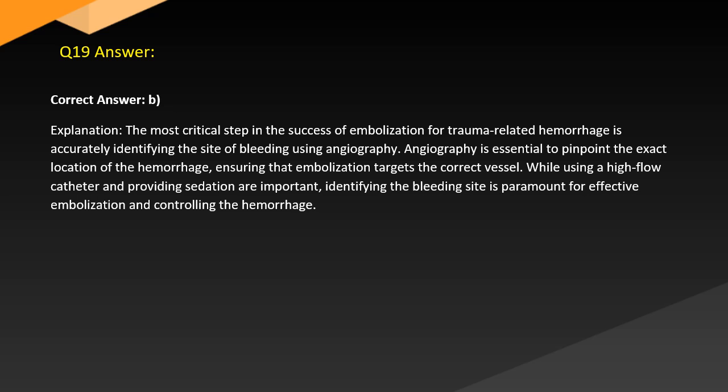Answer. Correct answer B. Explanation. The most critical step in the success of embolization for trauma-related hemorrhage is accurately identifying the site of bleeding using angiography. Angiography is essential to pinpoint the exact location of the hemorrhage, ensuring that embolization targets the correct vessel, while using a high-flow catheter and providing sedation are important. Identifying the bleeding site is paramount for effective embolization and controlling the hemorrhage.